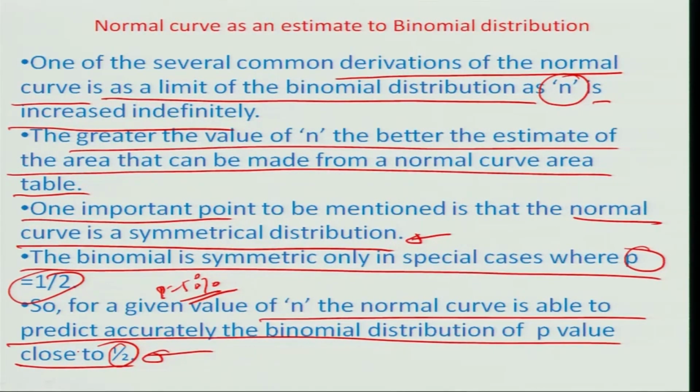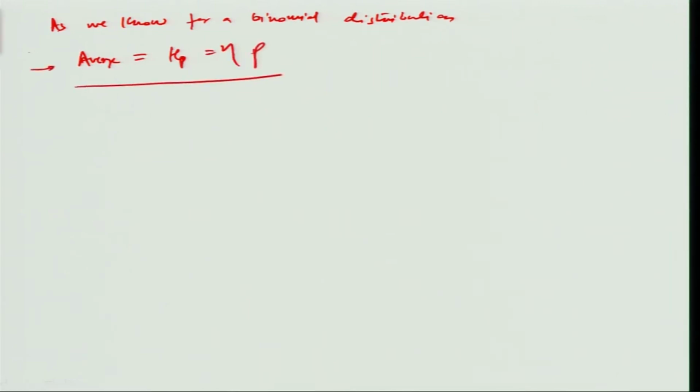So, in light of this, as we know that for a binomial distribution, the average value mu, if I were to look at the binomial distribution, is given by n p as proved earlier, and the standard deviation was given by root of n times p times 1 minus p, where p was the fraction defective or fraction good, 1 minus p was the fraction good.